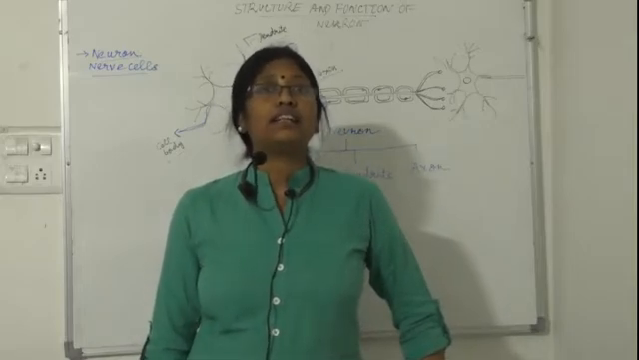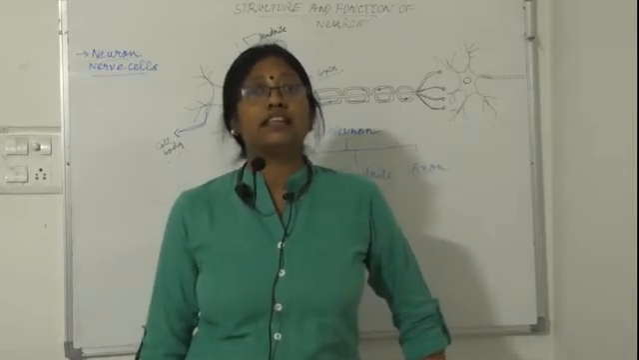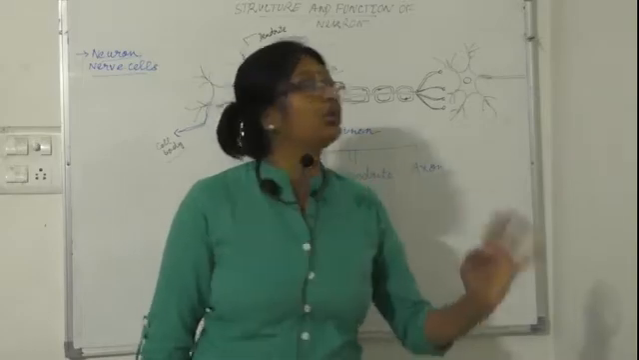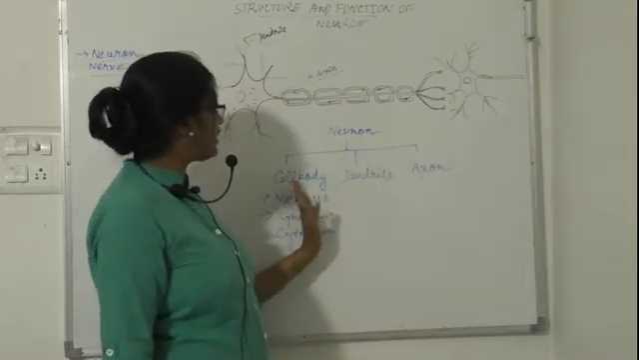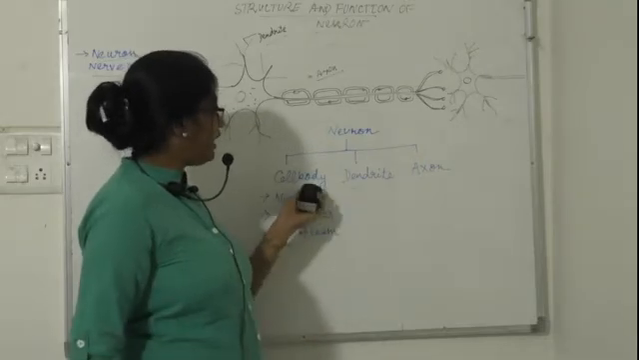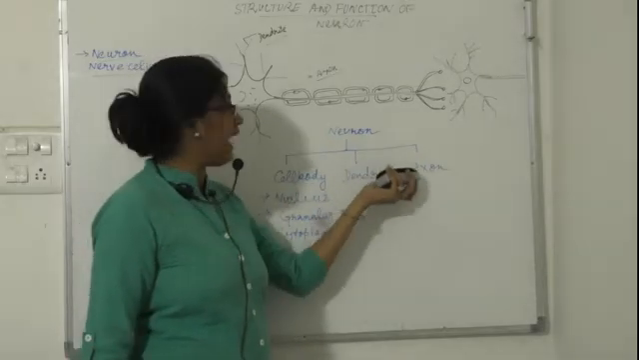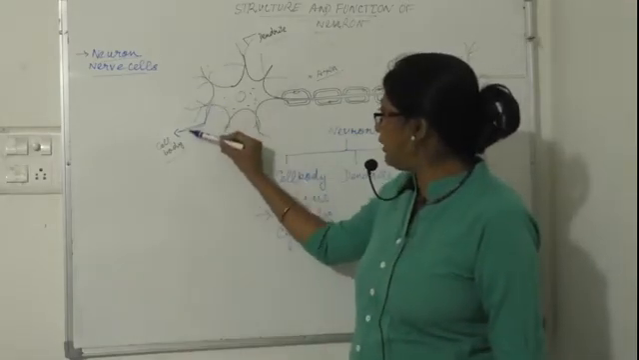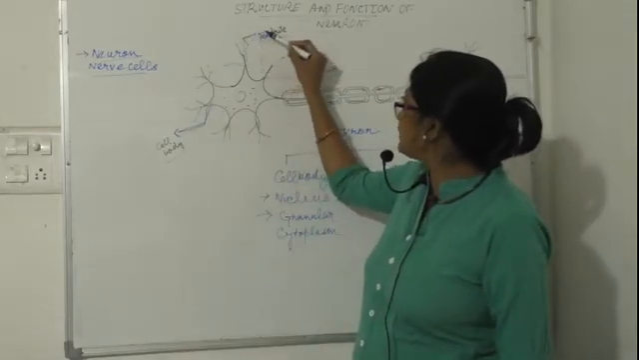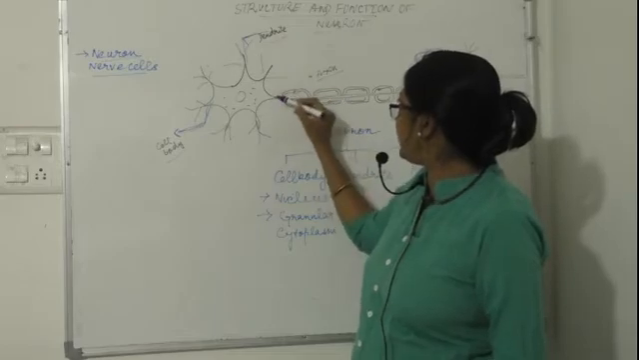And what are the parts of these nerve cells? First we have to know that. Here you can see that neuron is having three parts: cell body, dendrite and axon. I have drawn the diagram. This is cell body, this is dendrite, and this is axon.